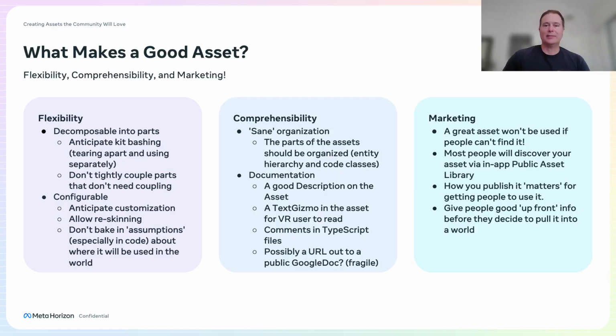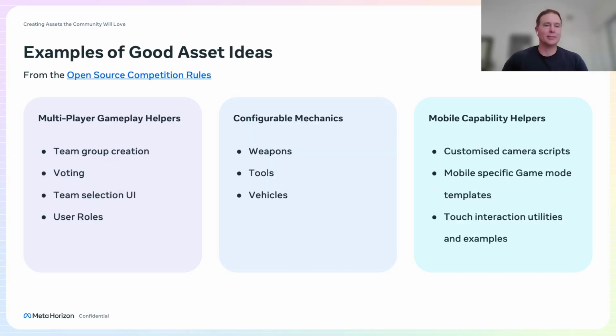Then I'm going to now hand this over to, oh, one more. So sorry, good asset ideas. Here's some examples of good asset ideas. These came from the open source competition rules. So multiplayer game helpers, for team group creation or voting or team selection UI or setting user roles.